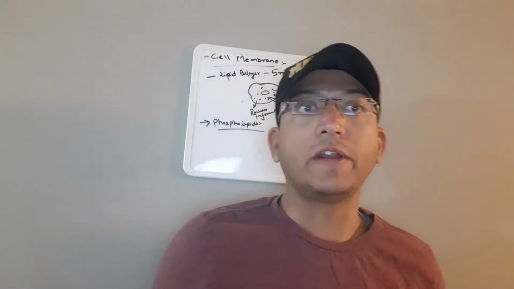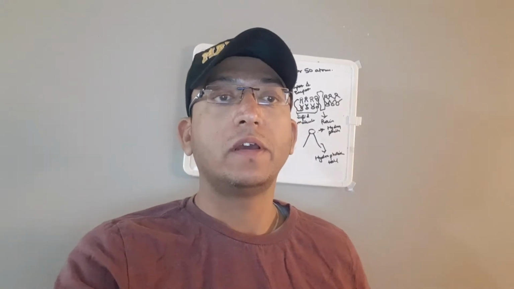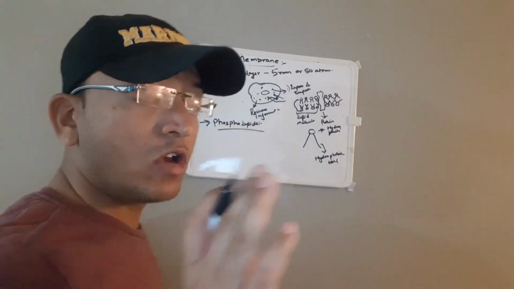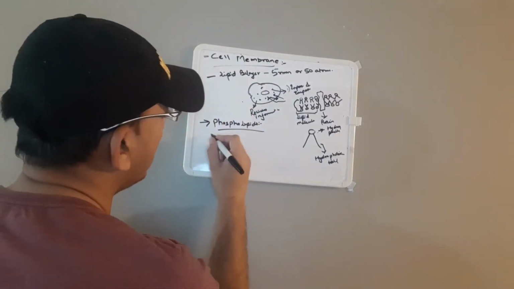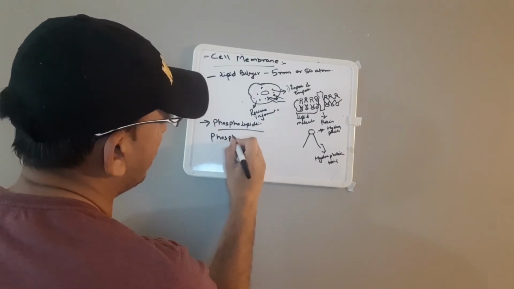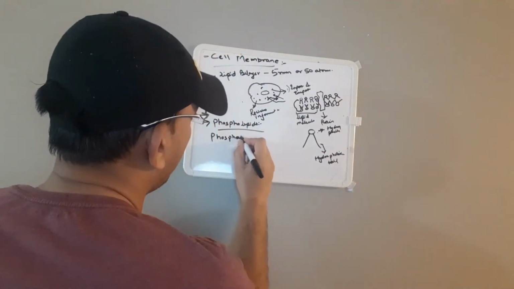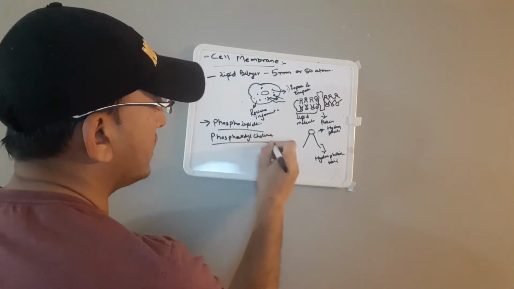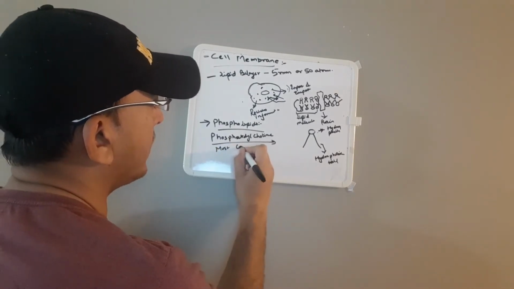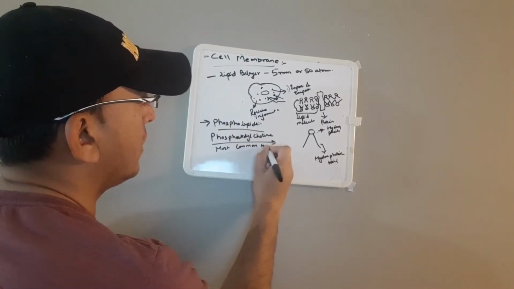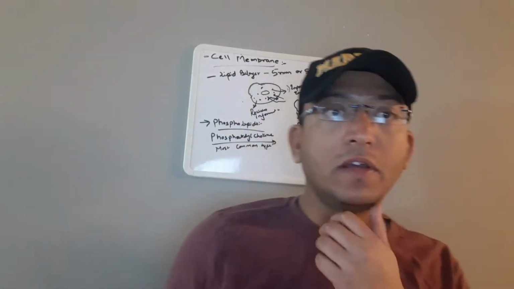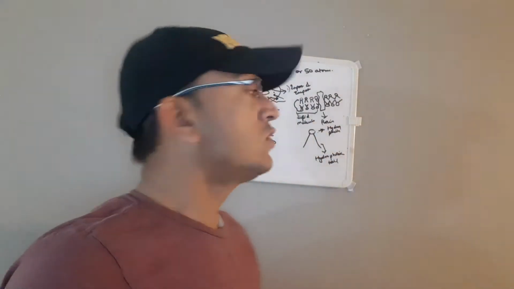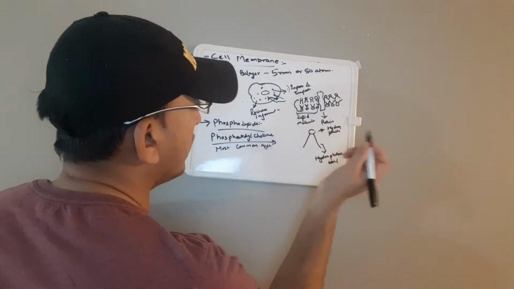All right, the most abundant and the most common phospholipid in the cell membrane, you have to remember this. The most common phospholipid in the cell membrane, I'll write it down here, is phosphatidylcholine. So this is the most common type of phospholipid found in the cell membrane. The structure of phosphatidylcholine would be something like this.